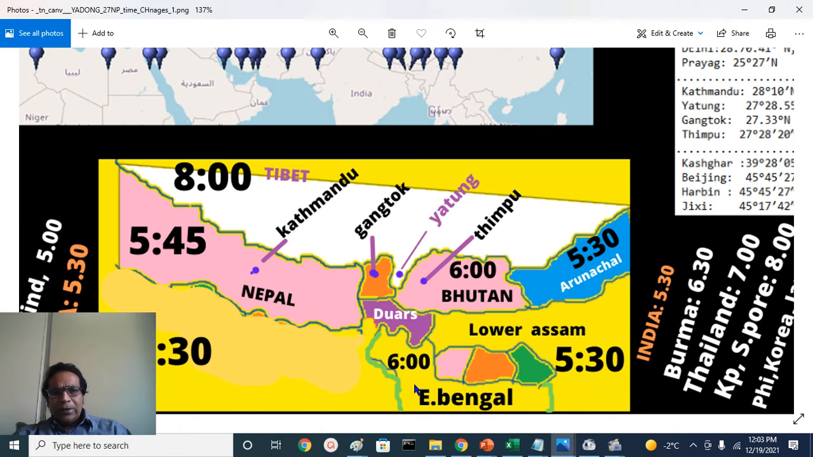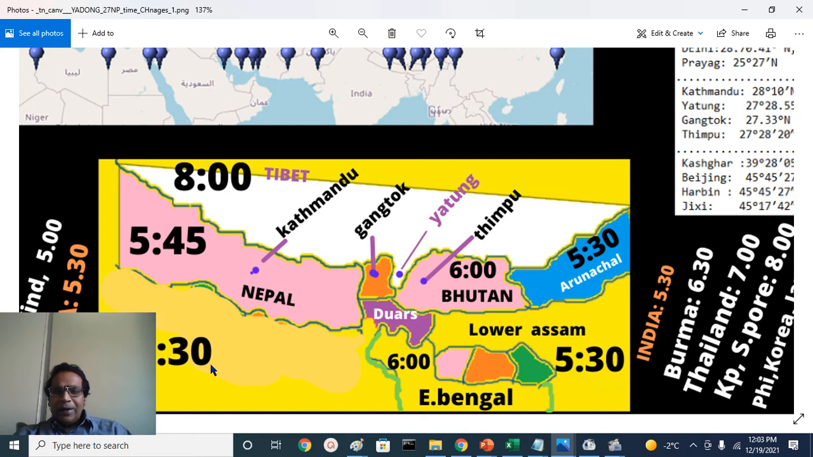This is the Rangpur region of East Bengal: Dinajpur, Rangpur, Rajshahi, all those areas of Bengal. This is Meghalaya. This is the Garo Hills. This is the Khasi Hills. This is the Jaintia Hills. The Shillong Plateau will be somewhere here.